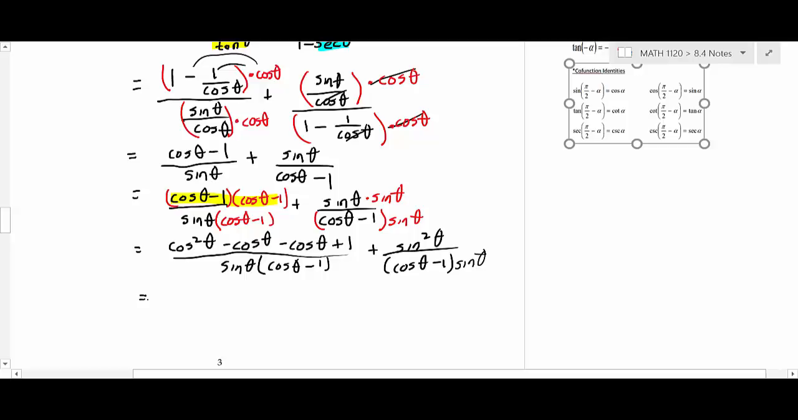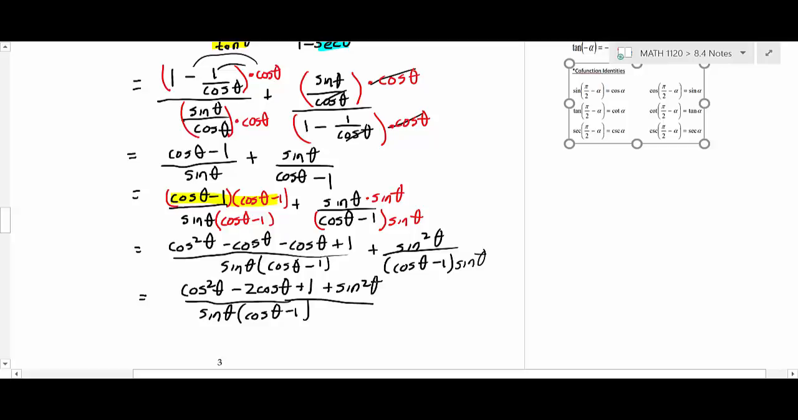Now what I'm going to do next is I'm now ready to put it into one fraction. I've got a common denominator. It doesn't matter what order that denominator is in, so I'm just going to write sine theta, cosine theta minus 1. I keep the denominator. Now I'm going to put this all together like this. So what I have is a cosine squared theta. Those like terms go together to give minus 2 cosine theta plus 1 and plus sine squared theta.